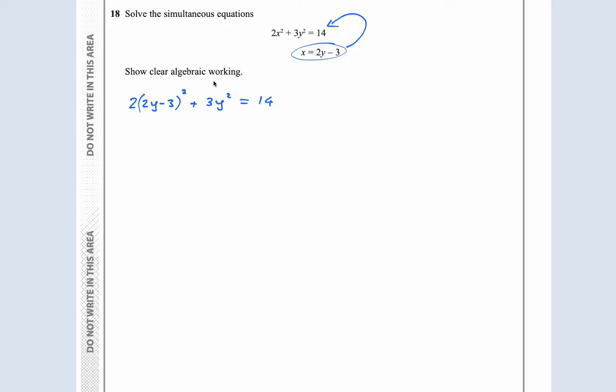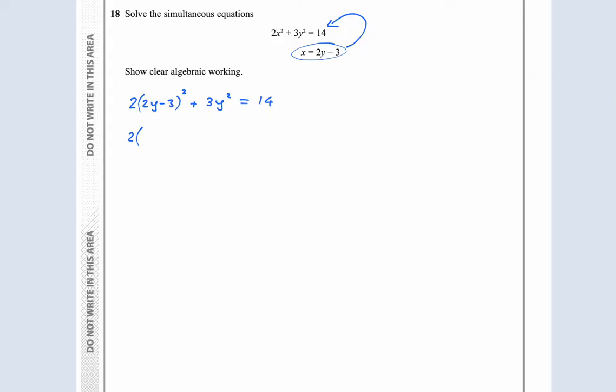Because now I just have an equation with y's in it. There's no x's, so I can just find y first. If you remember your linear simultaneous equations, we have eliminated x, or we have at least substituted to remove x. So we just have y. Now, this still isn't easy, guys, because I have to do 2y minus 3 squared.